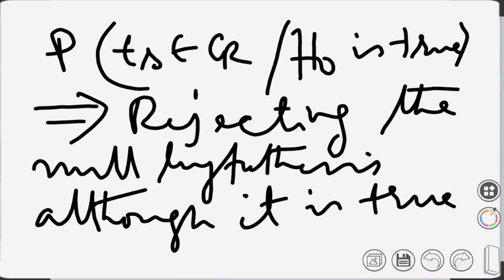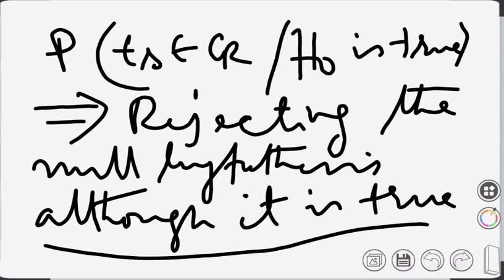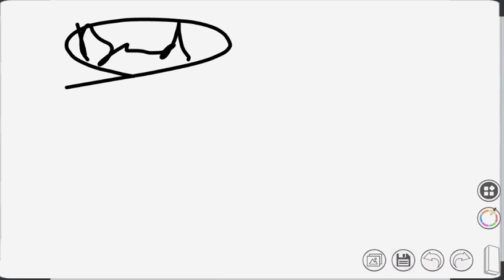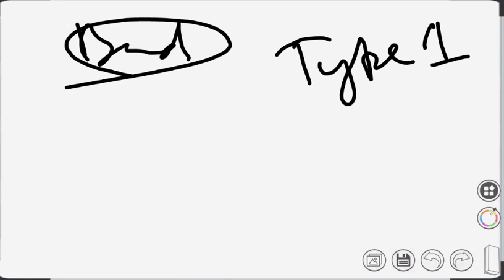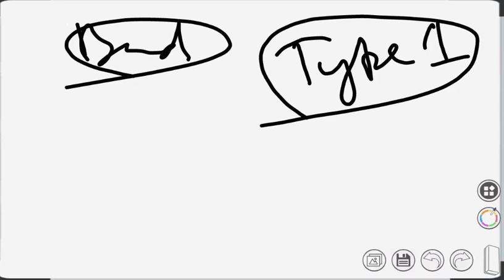Is this good or bad? Bad. This is an error that is happening. This is a very bad thing that is happening. In fact, this is called type 1 error.